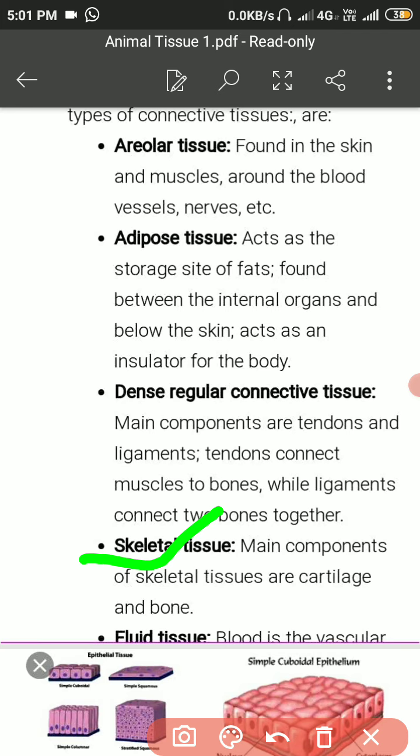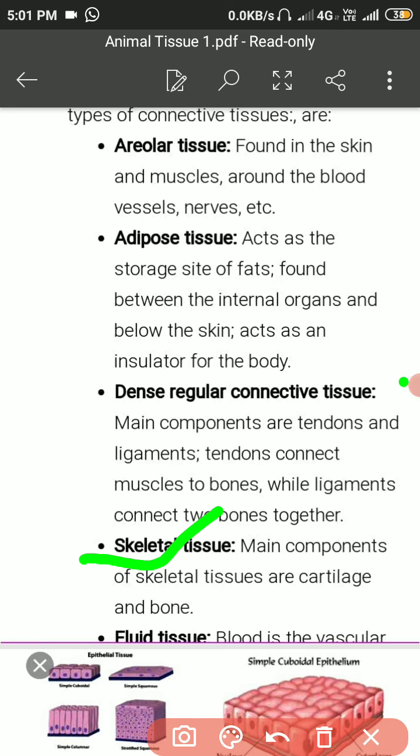And as you know, the cells of the bones are called osteocytes and osteoblasts. The cells of the cartilage are called chondrocytes. So chondrocytes and osteocytes are the cells of the cartilage and bones respectively.